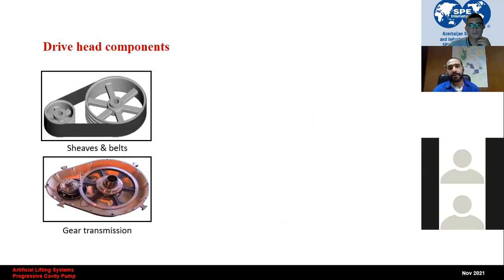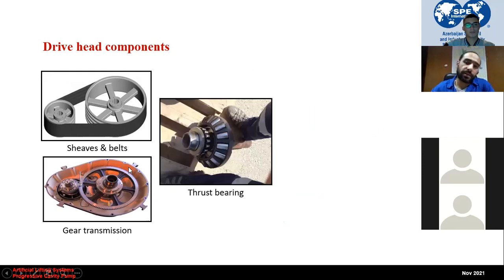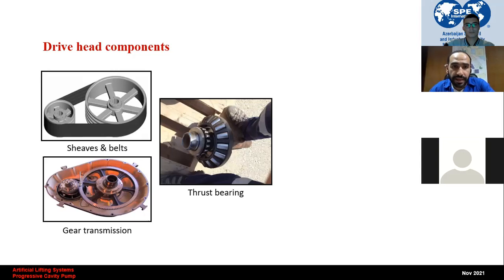Let's go into the drive head components themselves. As we said, this is the motor sheave and this is the drive head sheave. The rotary motion is transmitted from the motor sheave to the drive head sheave through a set of belts or through a gear transmission. The second component is the thrust bearing. The function of this thrust bearing is to allow the rotation of the rod string while suspending the axial loads.